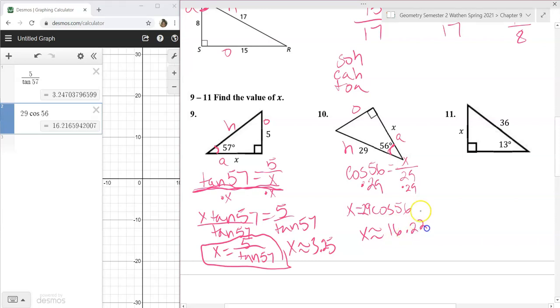Which, yeah, that makes sense. It's smaller than the hypotenuse. Notice that the hypotenuse here is 29. So, yeah, that's good.